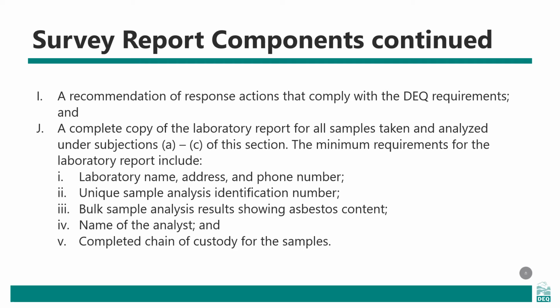The lab report must include, at a minimum, the name, address, and phone number of the lab, each unique sample analysis identification number assigned by the inspector at time of sample collection, sample analysis showing presence or absence of asbestos and content of asbestos when present, the name of the analyst, and a completed chain of custody for the samples.